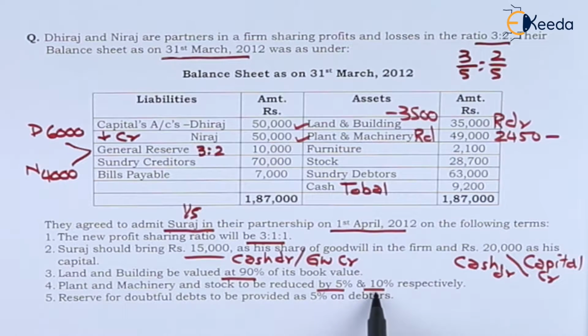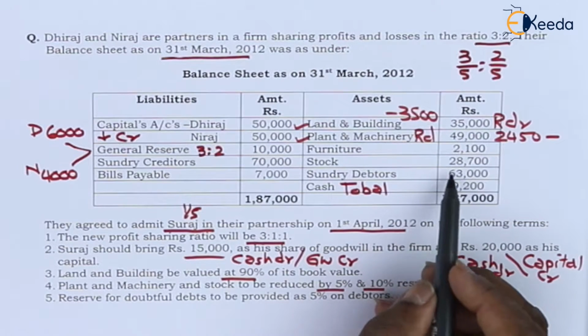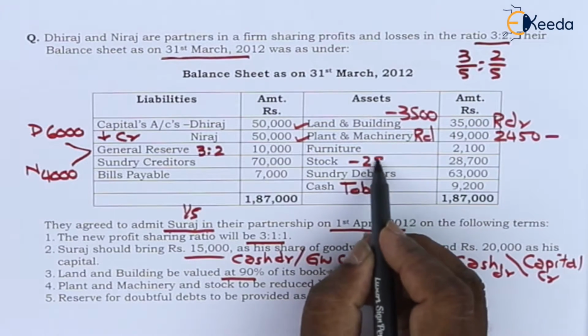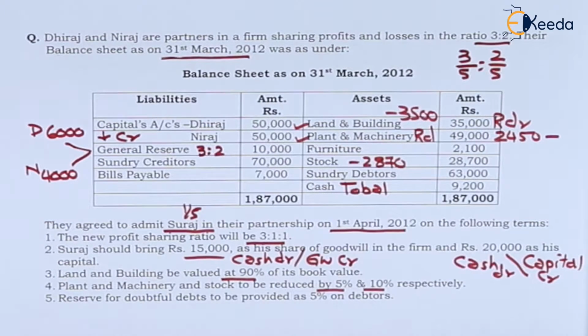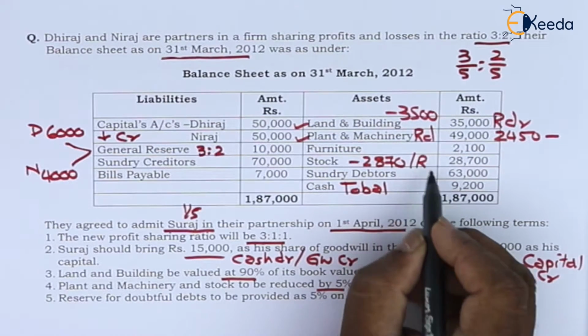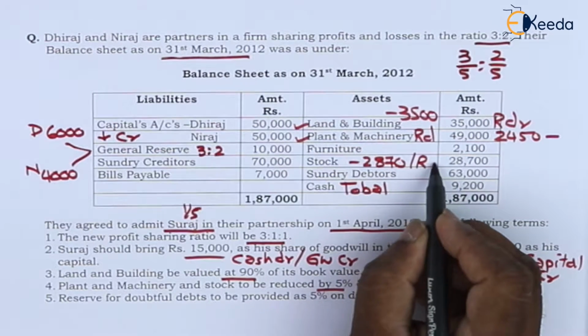Stock to be reduced by 10%. Stock is here 28,700. 10% means 2,870. This will be deducted from stock. Second effect, revaluation account debit.